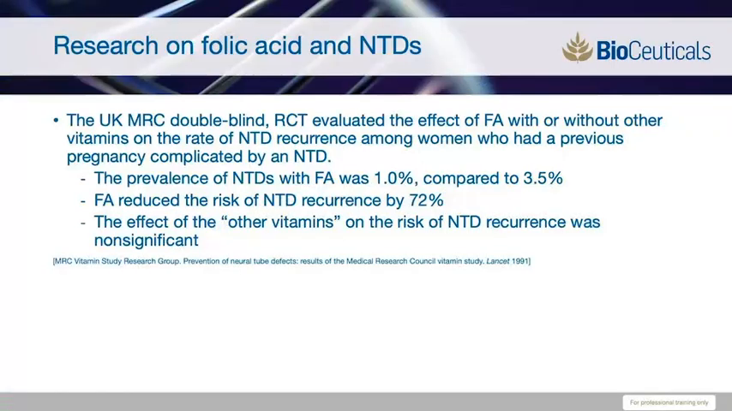So in the UK, the Medical Research Council developed a double-blind, randomised controlled trial evaluating the effectiveness of folic acid with or without other vitamins and the rate of neural tube defects in women who had already had a baby with neural tube defects. And this is because if you've had a baby with neural tube defects, the frequency of having another baby is much higher. What they found is the prevalence of neural tube defects with folic acid was 1% compared to 3.5% in those that did not have folic acid. So there was a reduction in the recurrence of neural tube defects by 72%, and the effect of other vitamins, according to this study, on the risk of neural tube defects was non-significant.